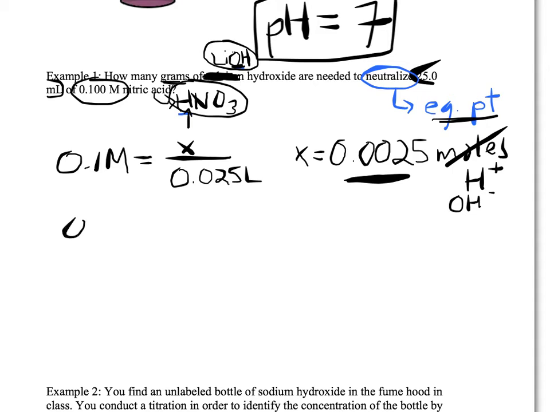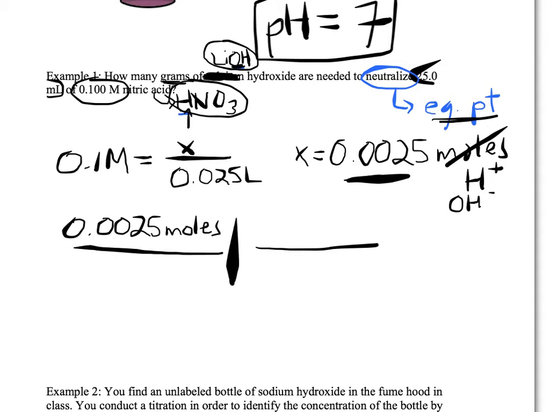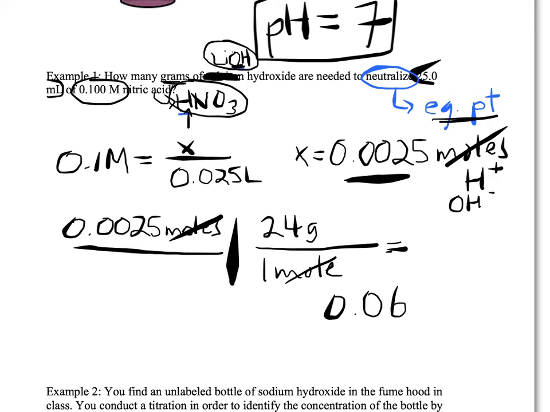So now all we have to do is take 0.0025 moles of hydroxide and convert that to grams as our last step. 1 mole, mass of lithium hydroxide is 24 grams. So if we do that math out, we get an answer of 0.06, but we need 3 sig figs, 0.0600 grams.